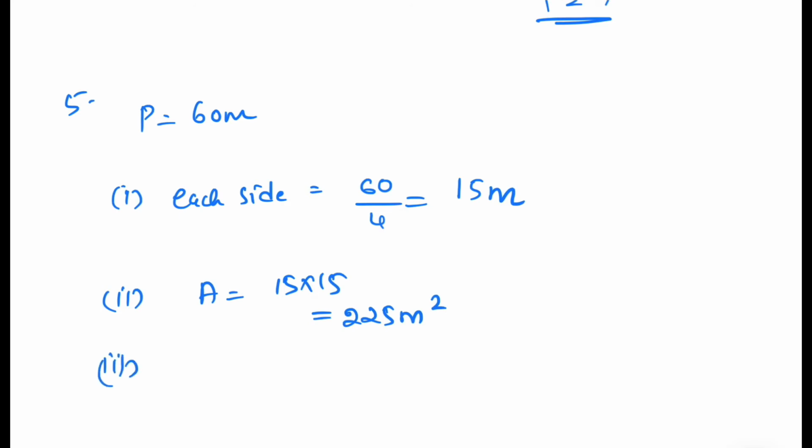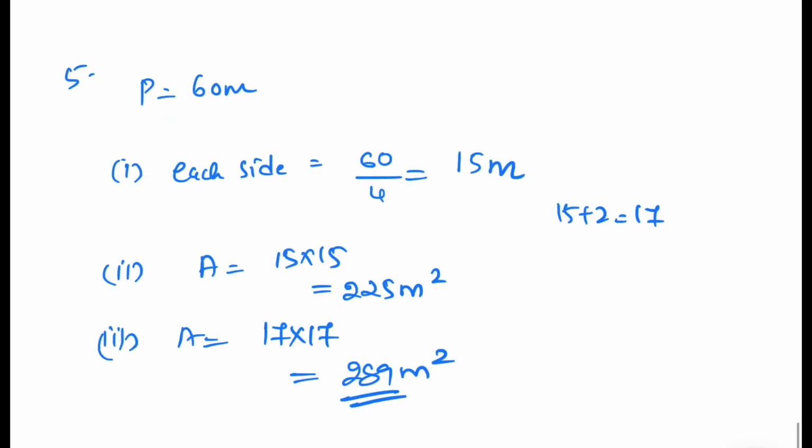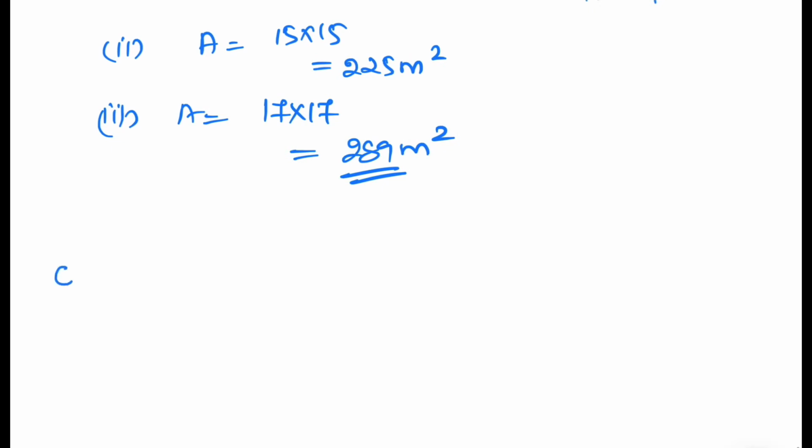Third one, its new area obtained on increasing each side by 2 meters. So each side increased by 2 meter, each side will become what? 15 plus 2, that is 17. So what will be the area? Area will be 17 into 17. So 17 into 17 will give you 289 meter square. Hope it's clear, children.